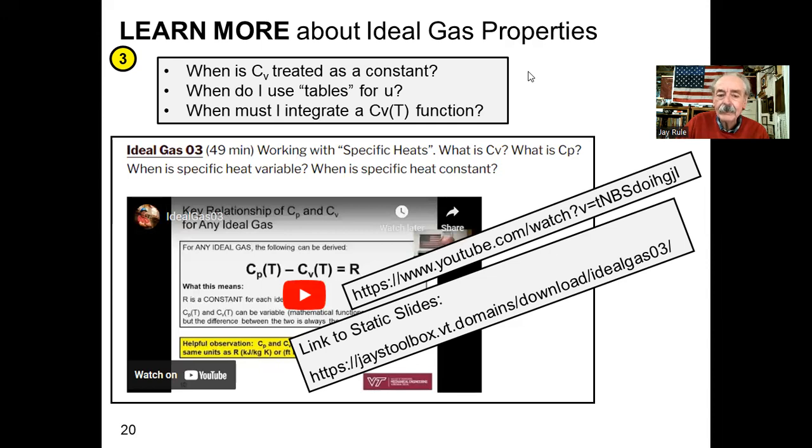You can learn more about ideal gas properties, and when c_v should be treated as a constant, when to use tables, and when to do that mathematical integration. Ideal Gas 03 is a video that I prepared to give you more information on that, rather than covering it right now. I strongly recommend you download the static slides and then click on these links for more information on determining delta u for an ideal gas.